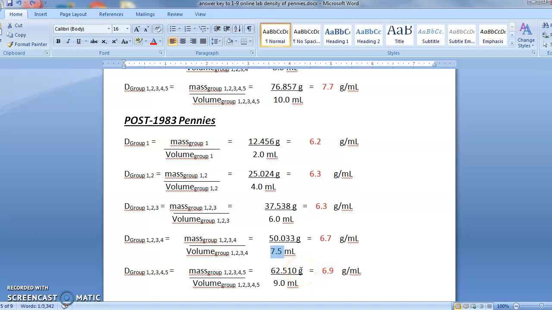Finally, the last group was put on, Group 5. Its mass was around 62.510. The volume displacement was believed to be around 9. That gave it 6.9. But again, we know that a small misreading of the volume will make these numbers seem like they're further apart than they need to be. It was difficult to read the volumes. So if the volume was done a different way, the displacement method works very well, but using a graduated cylinder that goes up by 1 milliliter at a time introduced error.